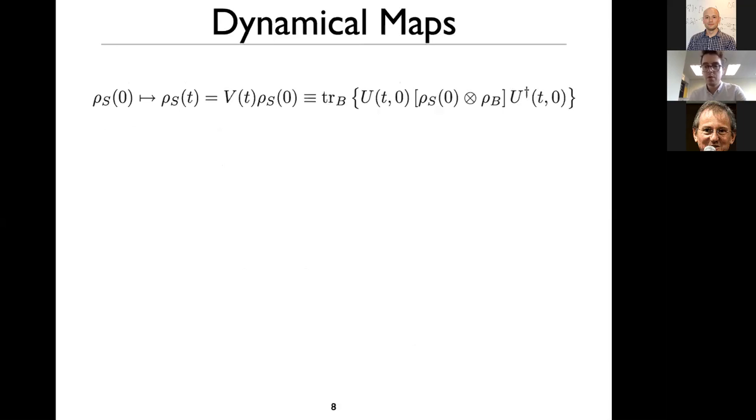The starting point of this simplification is introducing the concept of a dynamical map. Last time, supposing that we have a composite system S plus B, in which system and environment are initially uncorrelated, such that the total state of S plus B can be written in the following way, we can define a dynamical map V using this relation. A dynamical map is a linear map which transforms a reduced density matrix at some initial time to the reduced density matrix of the open system at some later time t.